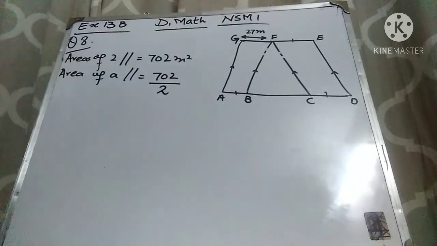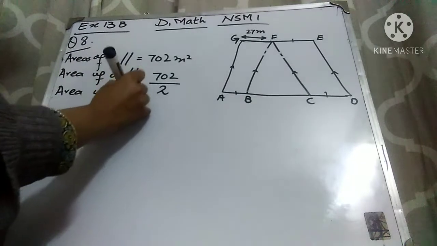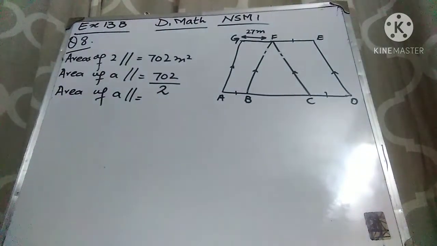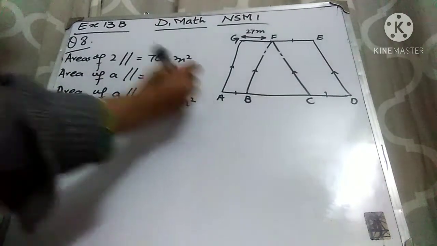It's just like when the price of two candies is given. For example, the cost of two candies is 10, and if you want to find out the cost of one candy, you will divide it by 2. In the same way, areas of two parallelograms are given, so when you find out the area of one parallelogram, you will divide it by 2. When I divide 702 by 2, I will get 351. So the area of the parallelogram is 351 meters square.